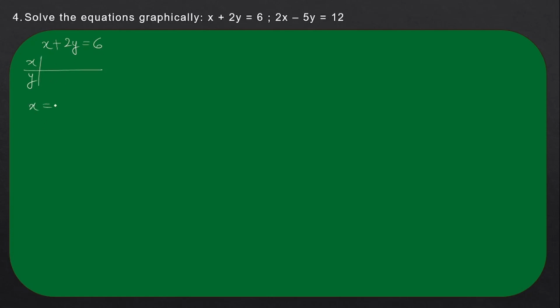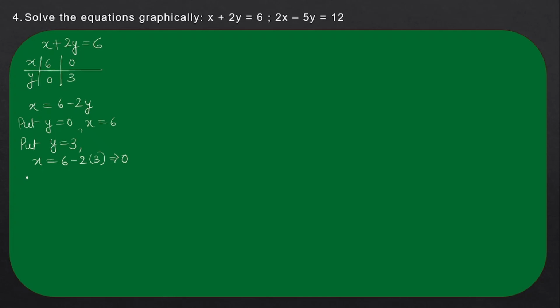I will take x is equal to 6 minus 2y. For different values of y, I will find different values of x. So let us see for y is equal to 0. When y is equal to 0, I get the value of x is equal to 6. This is my first point that I'll be plotting on the graph. For the second point, y is equal to 3. When I put y is equal to 3, I get x is equal to 6 minus 2 times 3, which is 6 minus 6, which is 0. So the second point which I get is x is equal to 0 and y is equal to 3.